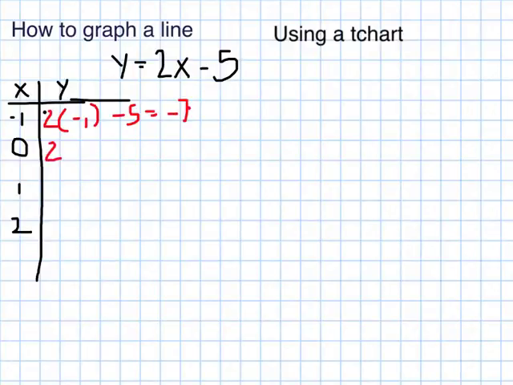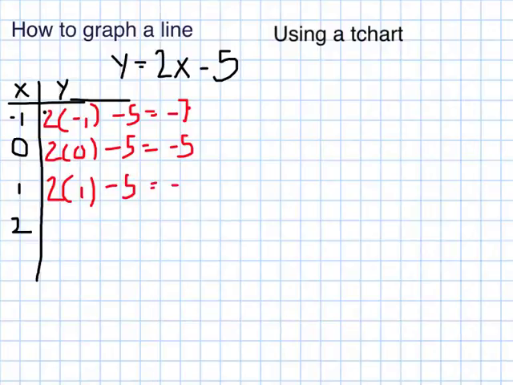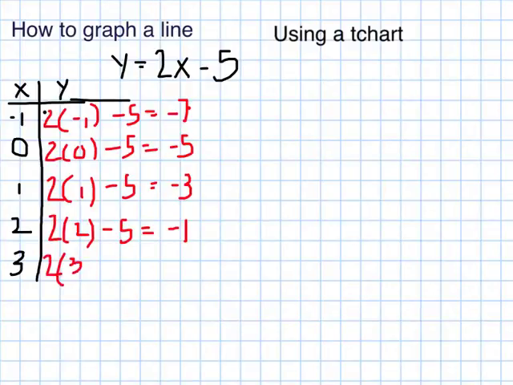Then if I plug 0, I have 2 times 0 minus 5, which is -5. If I plug 1 into my equation, I have 2 times 1 minus 5, which is -3. And if I plug 2 into my equation, it's 2 times 2, which is 4, minus 5 is -1. Now it might be good to have one point that is not a negative, so let's plug in 3 as well and see what happens. So we'll have 2 times 3 minus 5, which is +1.